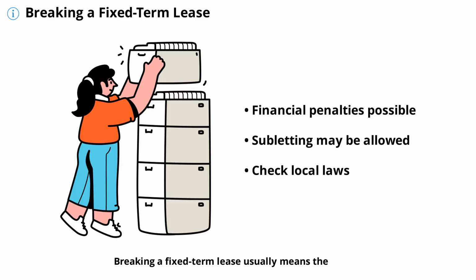Breaking a fixed-term lease usually means the tenant is leaving before the agreed-upon end date. This can result in financial penalties, loss of security deposit, or even legal action. However, some leases allow for subletting or finding a replacement tenant, which can help reduce the tenant's liability. Always check the lease terms and local laws before making a decision.